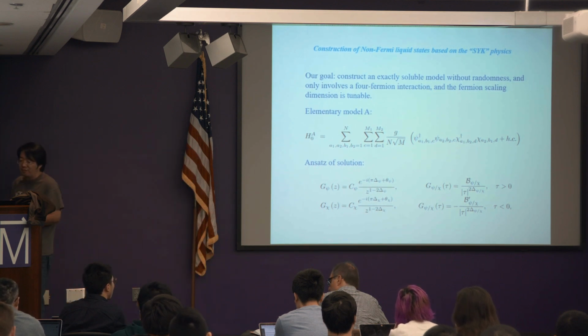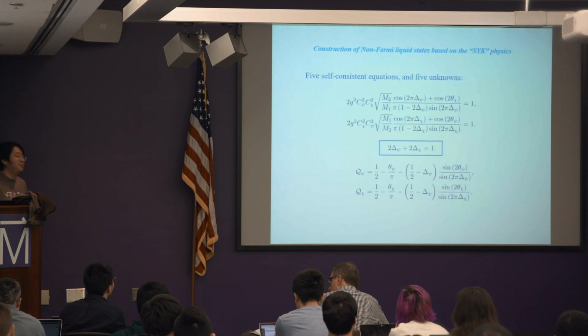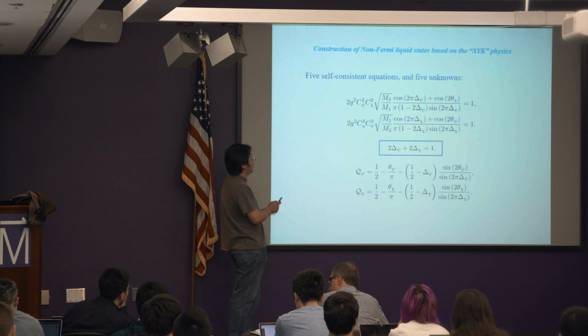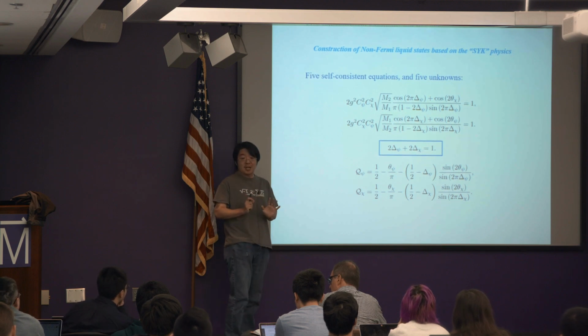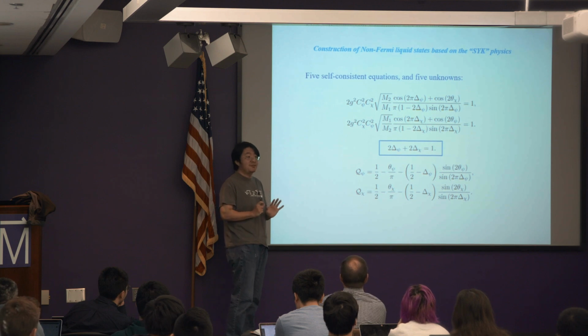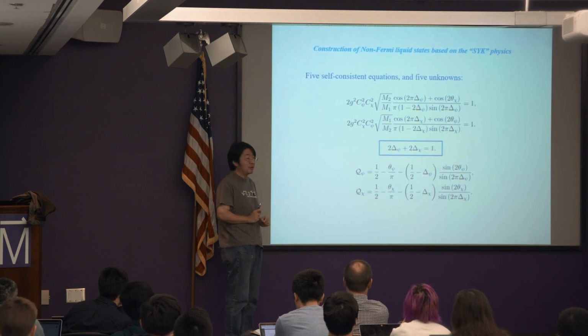It turns out that the self-consistency gives us 5 different equations. They are complicated, but they're soluble. And there are 5 unknowns. There are 5 equations and 5 unknowns. This is the most important information.